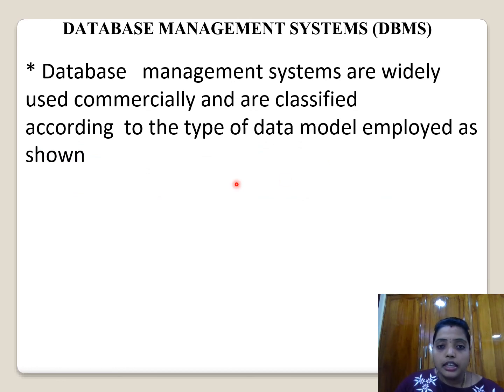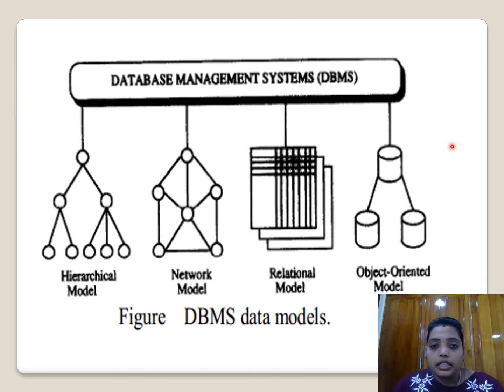Now let us see what DBMS is and where it is used. Database management systems are widely used commercially and are classified according to the type of data model employed, as shown. This is the main database management structure, which has different models. We will learn this later. These are some of the types of database management system, and the exchange of data will happen like this.